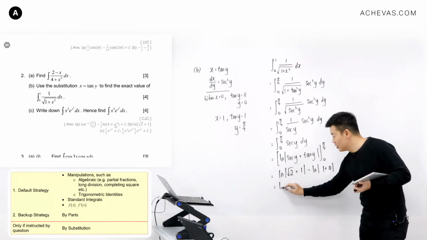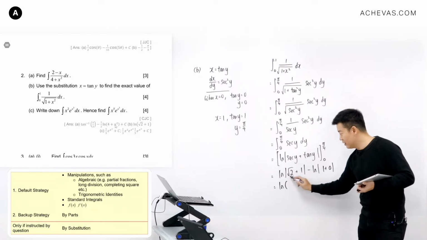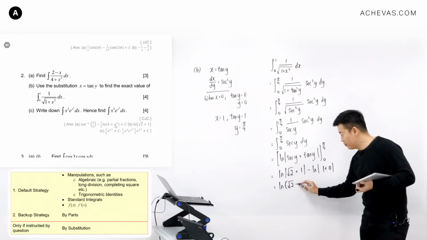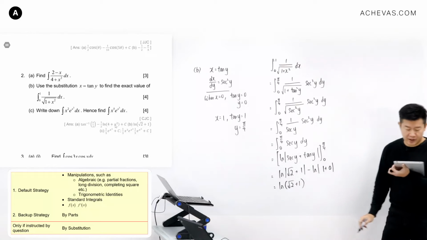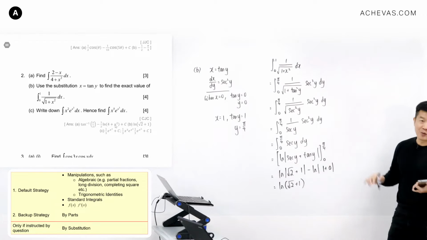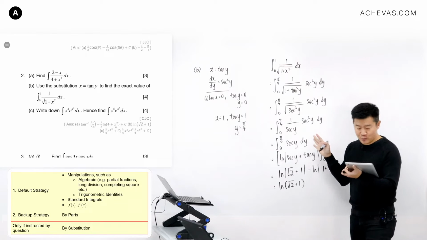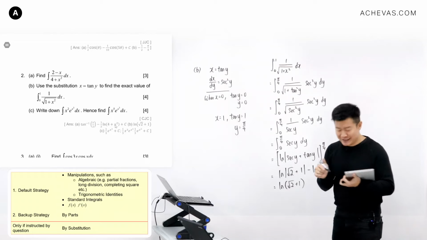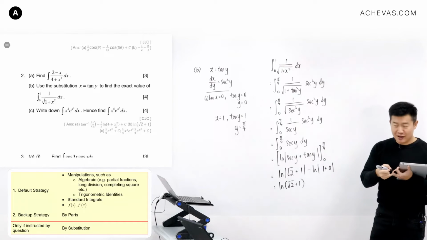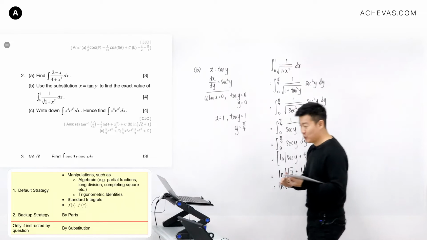So my final answer is going to be ln, this is always a positive number, so I will just use the normal curved bracket. Okay, we have already gotten the answer. I guess this is still pretty manageable. Let's take a look at C. C is a tiny little bit tricky according to what we have mentioned just now.